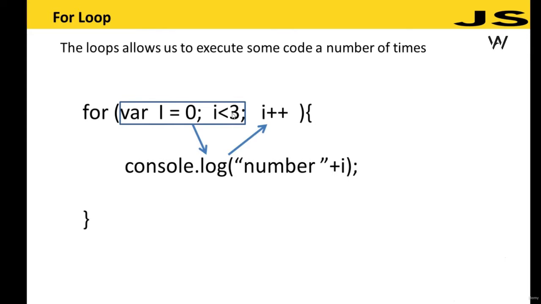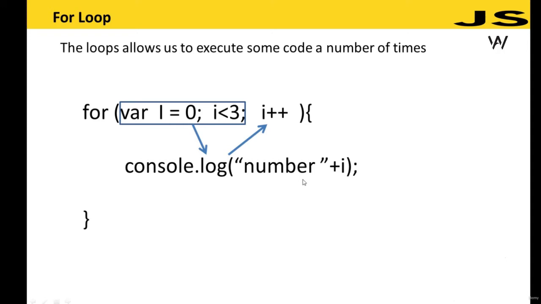Now in the second execution, i equals 1. So the question: is i less than 3? Yes, because i equals 1. So I will execute console log number plus 1. Great. And I will go back to the i++ again. Now i equals i plus 1, so i is now 2. I will go back to the condition. Is 2 less than 3? Yes. I will execute console log number plus 2.